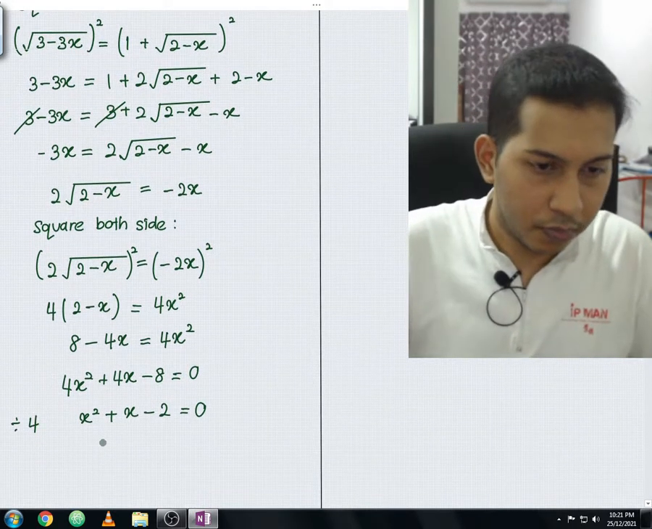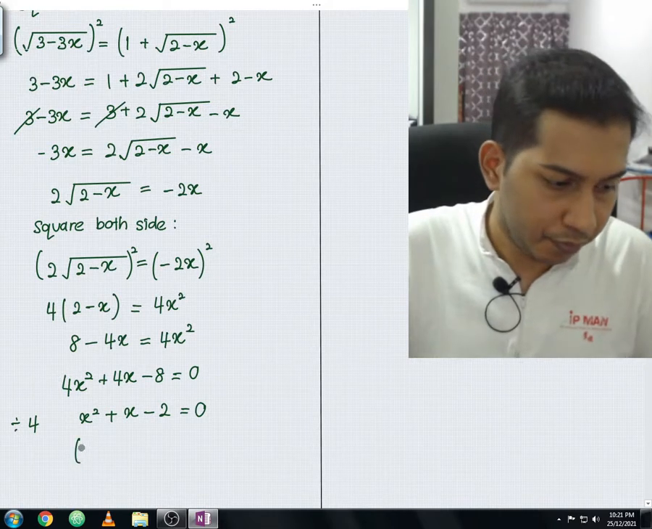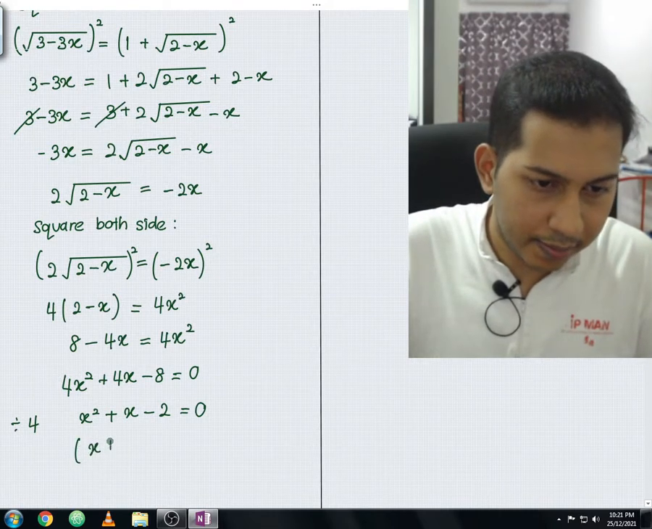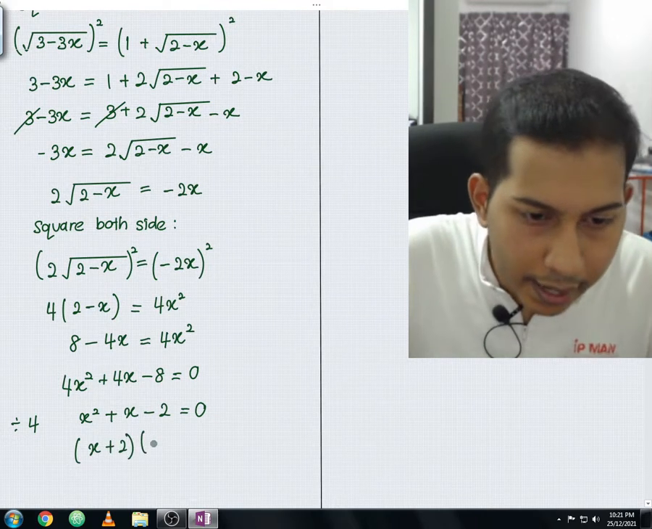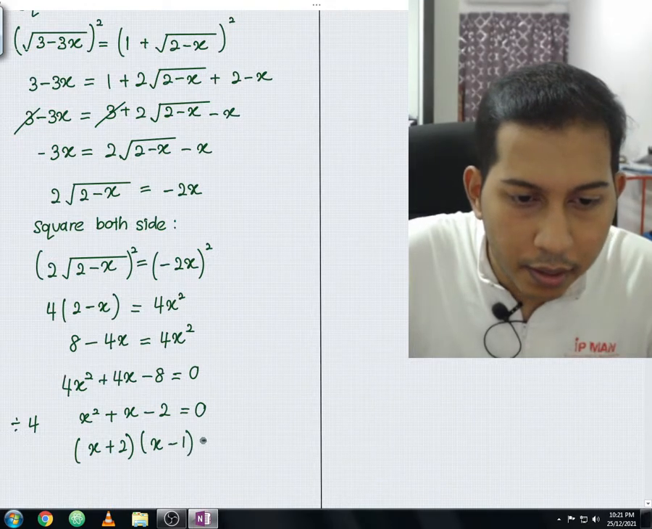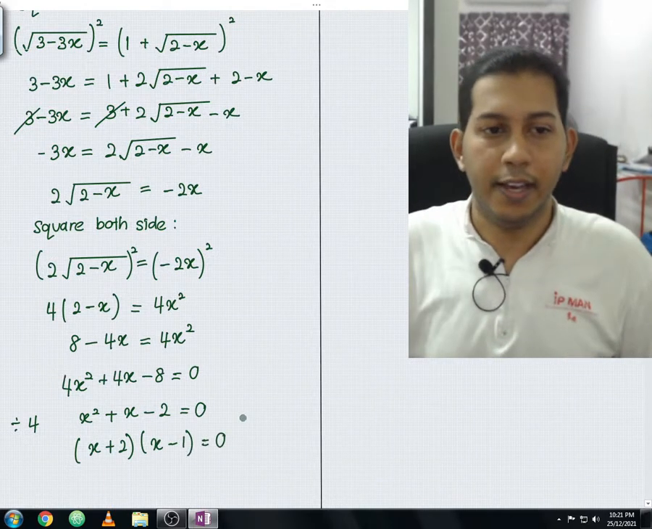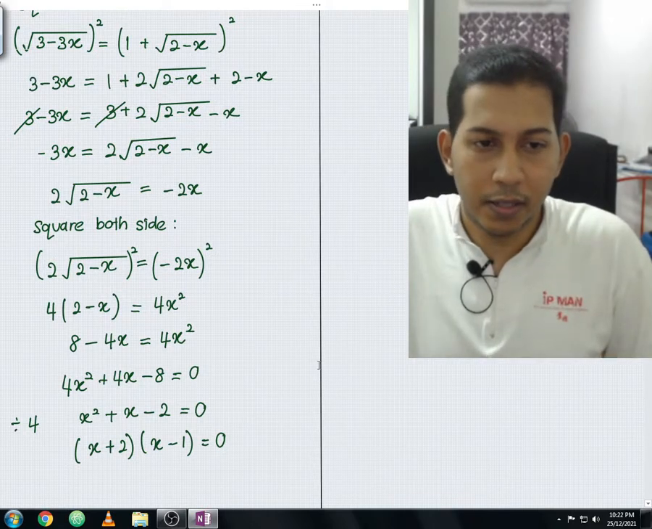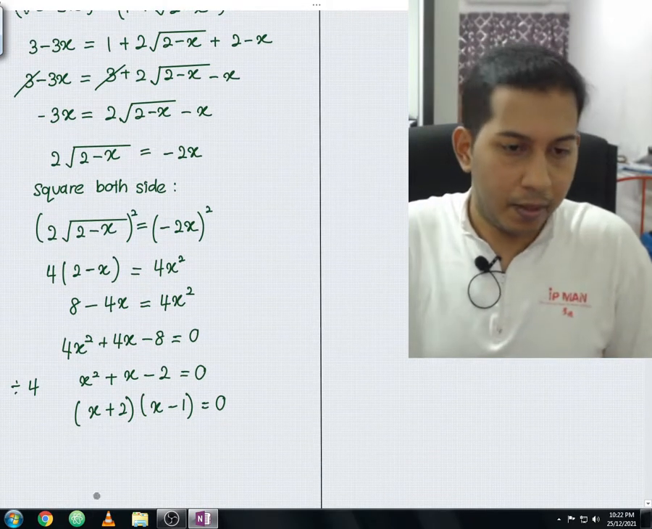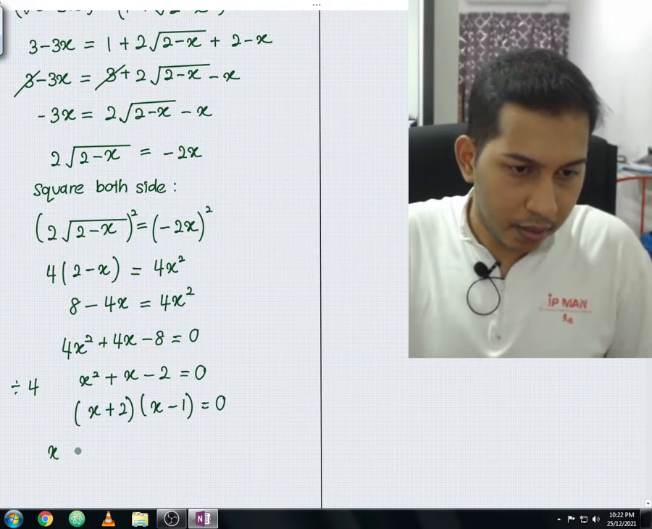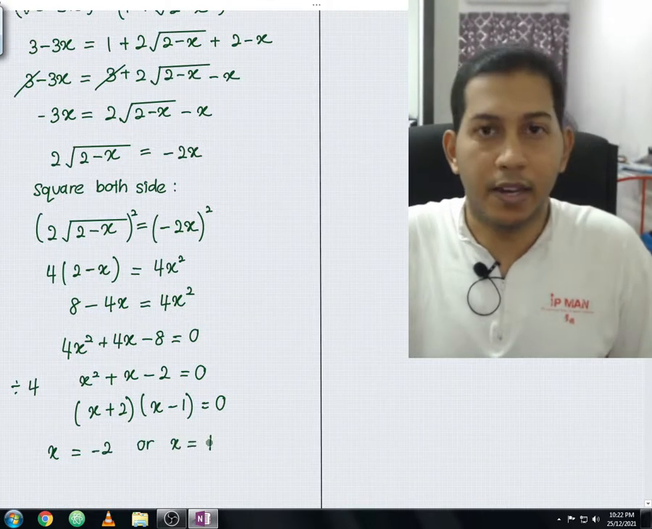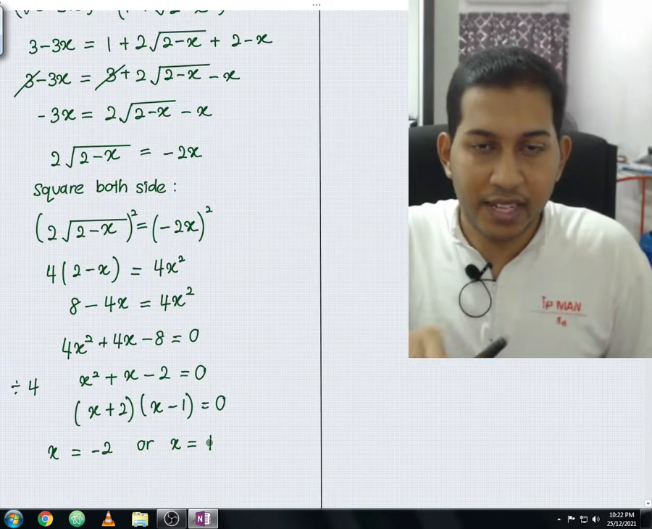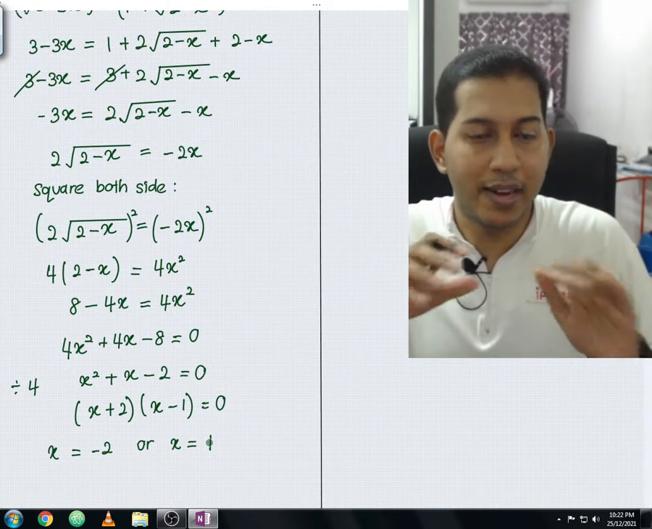From here you factorize this quadratic equation, and you'll get two possible answers. You get x plus 2 and x minus 1 equals to 0. We are heading into two possible answers, where you get either x equals to negative 2 or x equals to 1, but there is a catch in these two answers. You can't just leave your answer in this way.